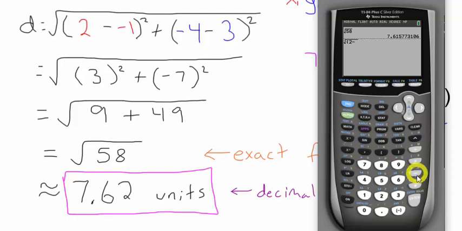So use the minus button above the enter button. And then in the -1 and -4, they are negative numbers. So we need to use the negative button, which is different from the minus button. The negative button can be found down here at the very bottom of the calculator. So I'm going to use negative. Notice how they do look different on the calculator screen so you can tell them apart.